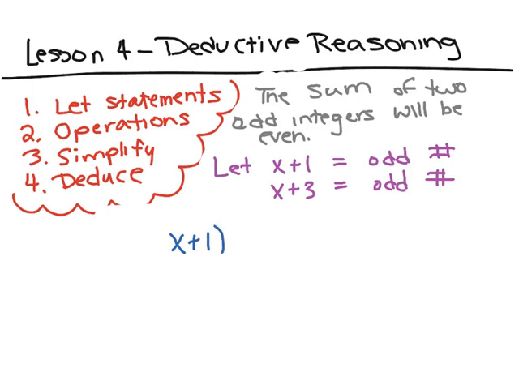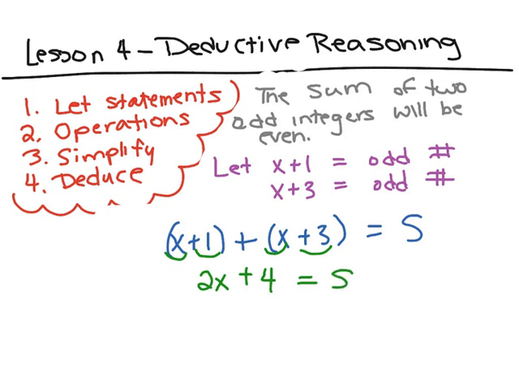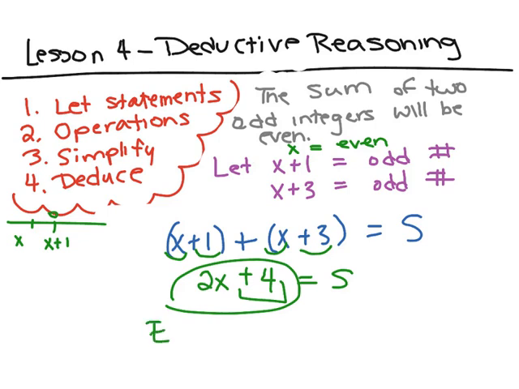Okay, so we're adding them together. So x plus 1 plus x plus 3 is equal to our sum. So now we're going to combine like terms. So we have 2x plus 1 plus 3 is 4. And because x is an even number, we should have said that before, but we knew that from our number line, x is even, x plus 1 is odd. And because this number is also even, we know that the sum will be even. Because there's no way you could take an even number and add more even numbers and get an odd. So that's proven.